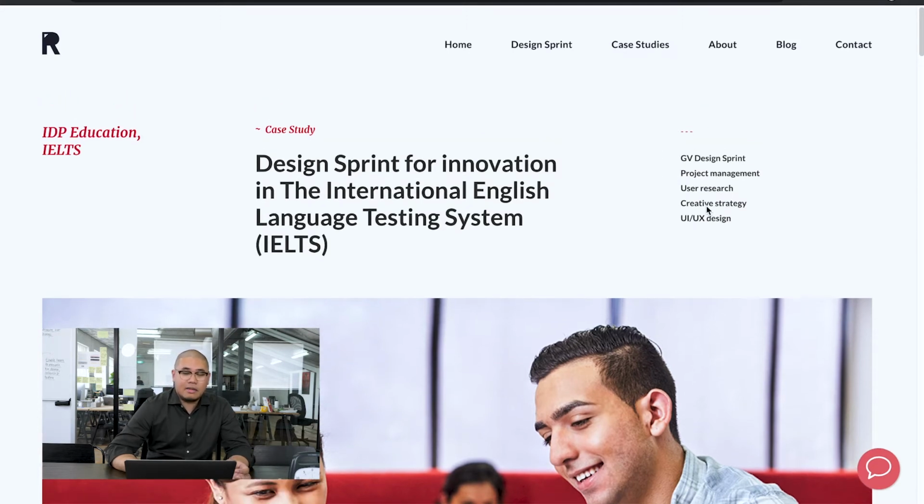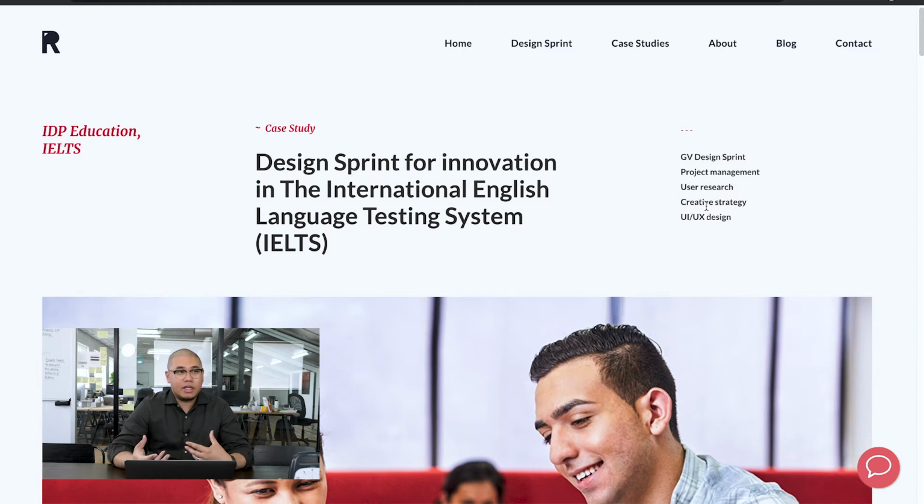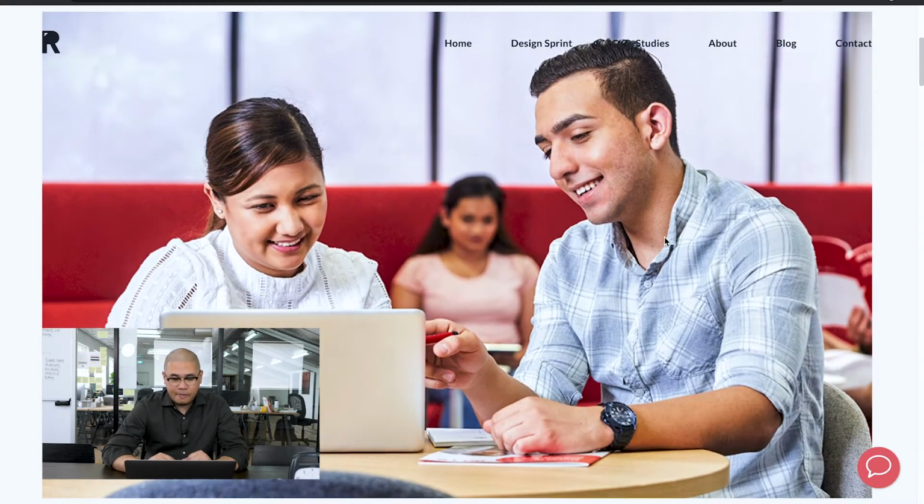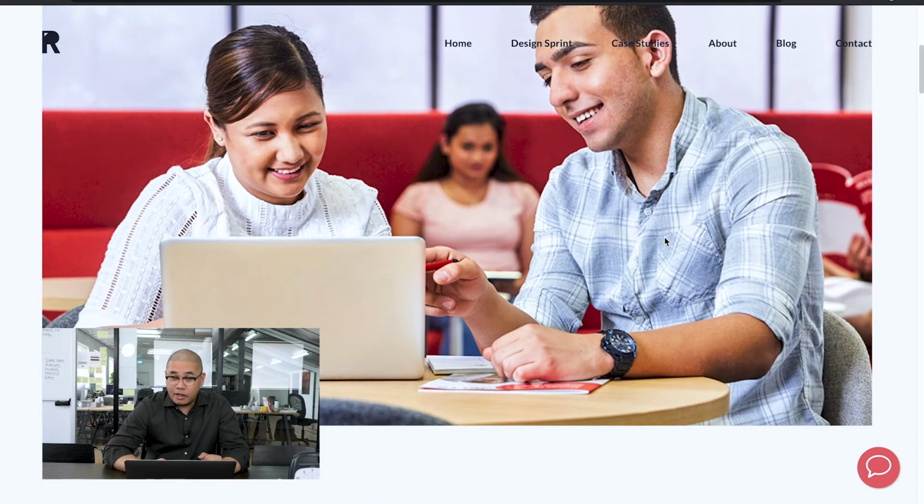UI UX design, because as part of the design sprint we did prototyping, user testing and so on, which is a component of user research, UX design, etc. Okay, some pictures of the persona.